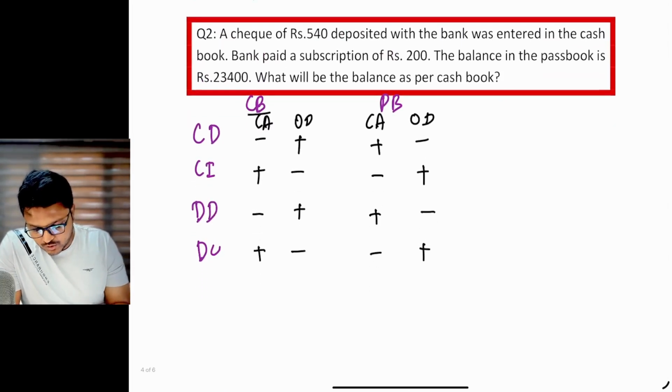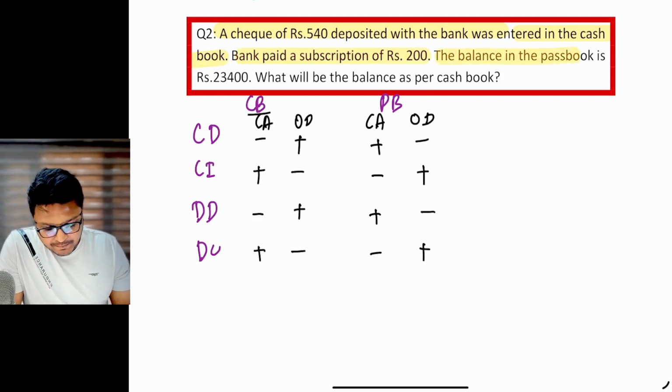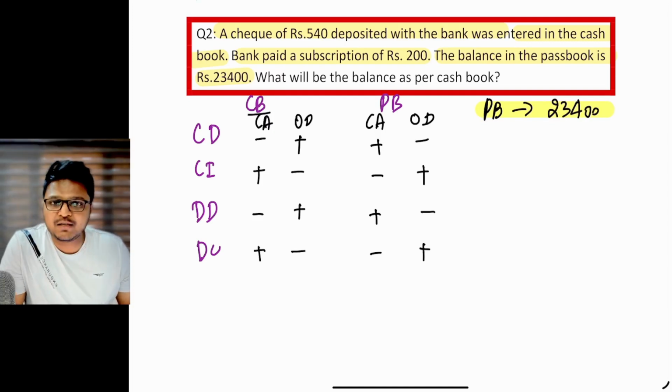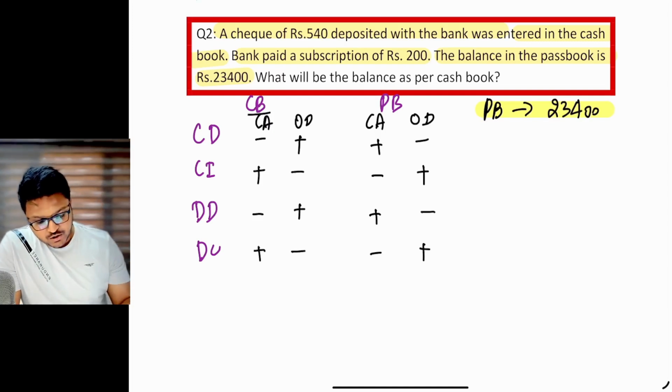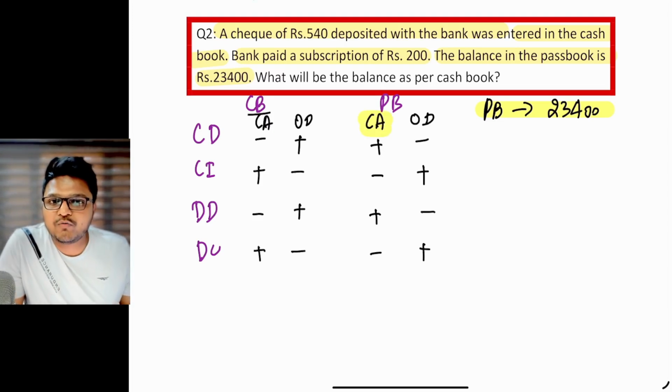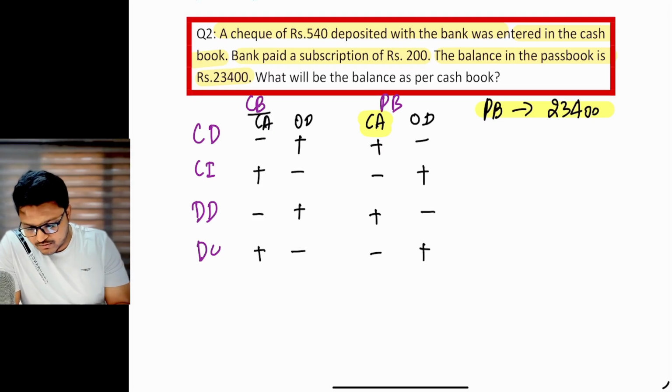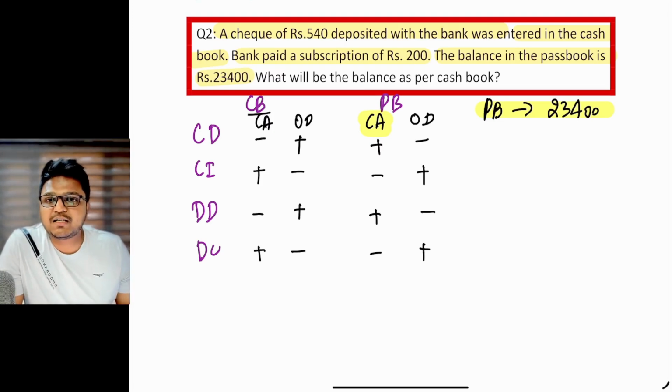Now over here in the question we are given that a check of rupees 540 was deposited with the bank and entered in the cash book. Bank paid a subscription of rupees 200. The balance in the passbook is 23,400. Now we are provided with the passbook balance of 23,400 and nothing is mentioned whether it's a case of current account or overdraft. So we will be assuming it the case of the current account, this third column over here, right? Now let's come back to the first line of the question, that a check of rupees 540 was deposited, right?